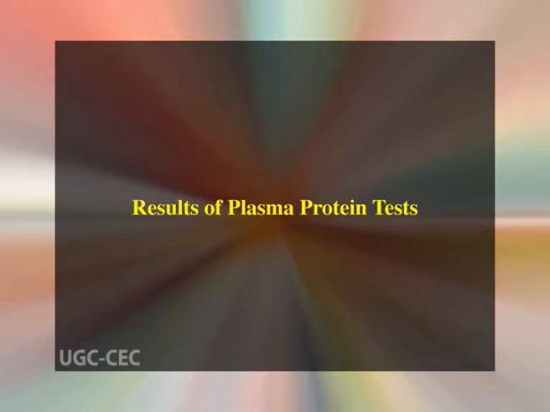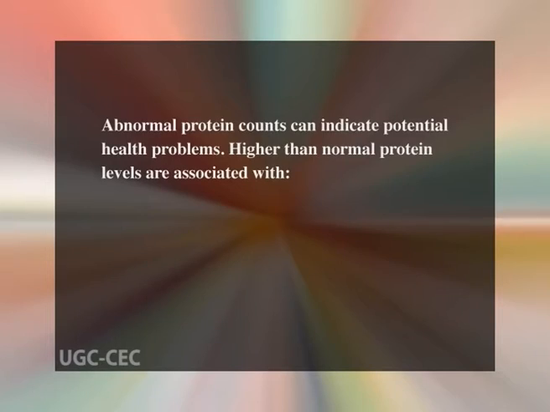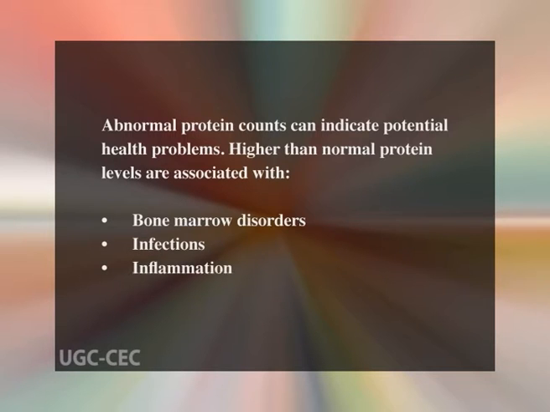Results of plasma protein tests. Plasma protein test results often coincide with overall CMP results. Abnormal protein counts can indicate potential health problems. Higher than normal protein levels are associated with bone marrow disorders, infections, inflammation, and kidney or liver disease.